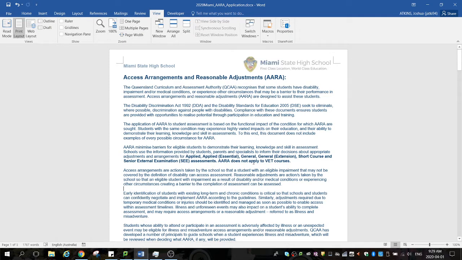Importantly, AARA does not apply to VET courses. So any certificate courses being run at the school, or you might be doing a school-based traineeship or apprenticeship, AARA does not apply to those. You simply need to approach the person who is providing that VET certificate course to ask for leeway regarding assessment if you need it.